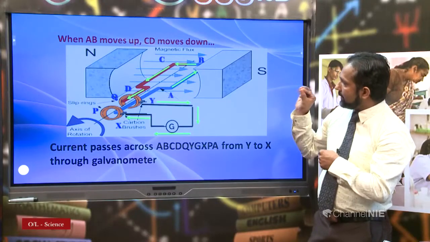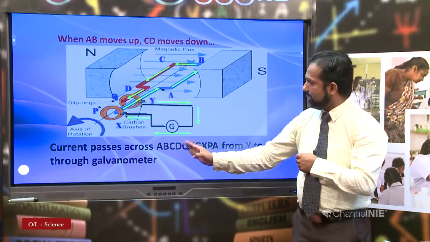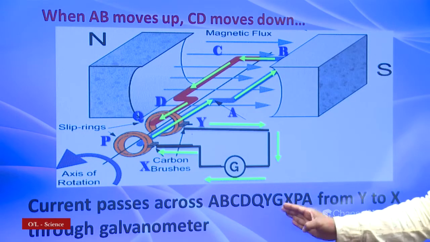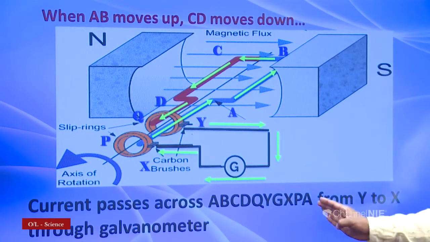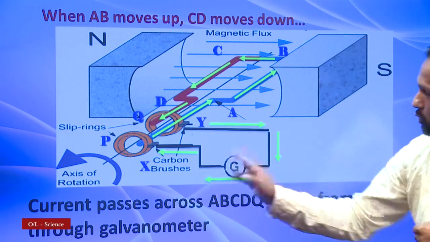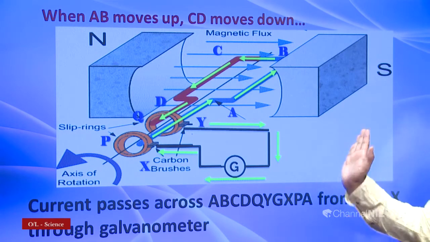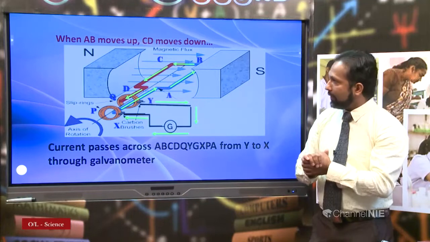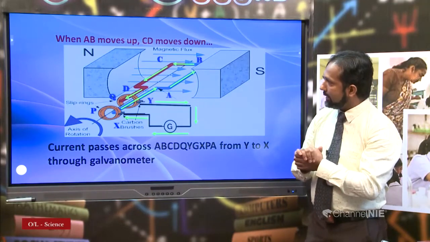So we can understand the direction of flow of current as A to B, B to C, C to D, D to Q, Q to Y, Y to G, where G means galvanometer, galvanometer to X, X to P slip ring, P to again A. That means current passes from Y to X through the galvanometer. As a result, the galvanometer indicator shows a deflection to the left side. This is the application of Fleming's right hand rule to find the direction of current in an alternating current dynamo.